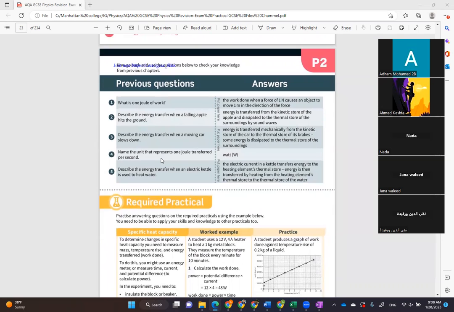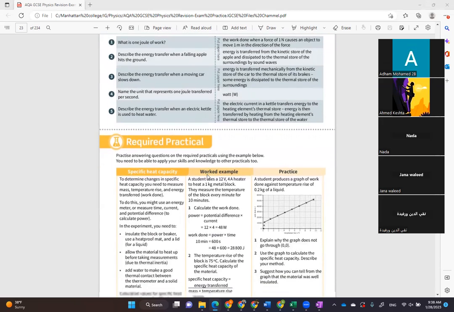Describe the energy transfer when a moving car slows down. Mechanically, from the kinetic energy store of the car to the thermal energy store of the brakes. Describe the energy transfer when an electric kettle is used to heat water. We did this last time, but we're going to say it again. The electric current in the kettle transfers energy to the heating element's thermal store. So the energy is transferred by heating from the heating element to the thermal store of the water.